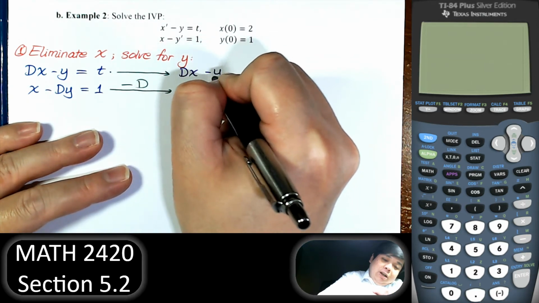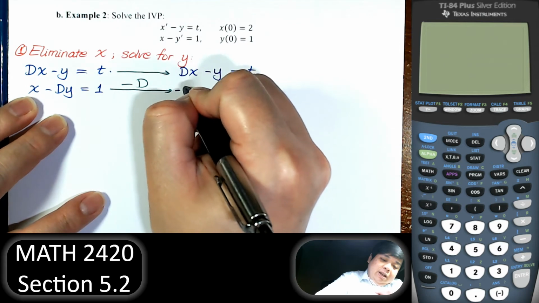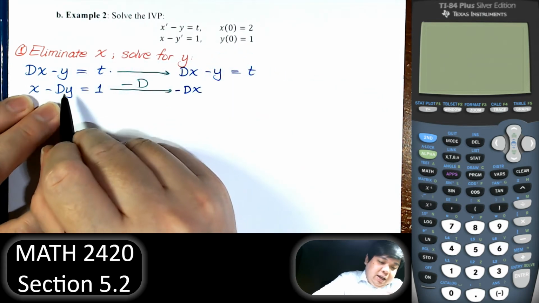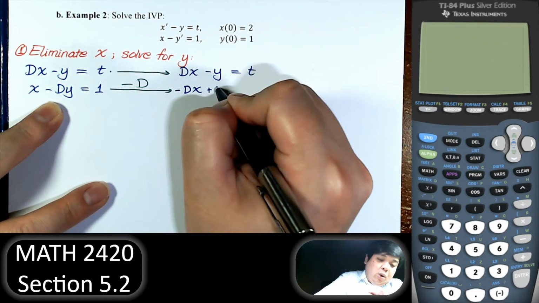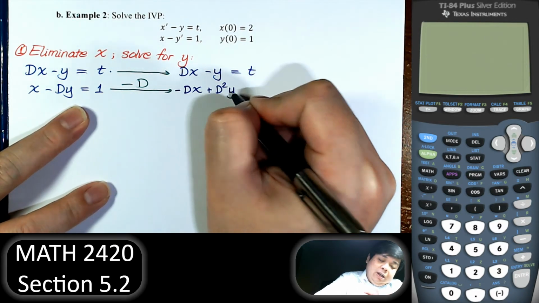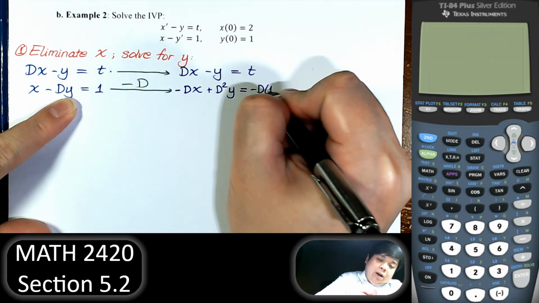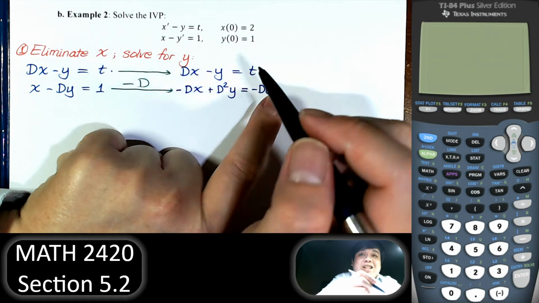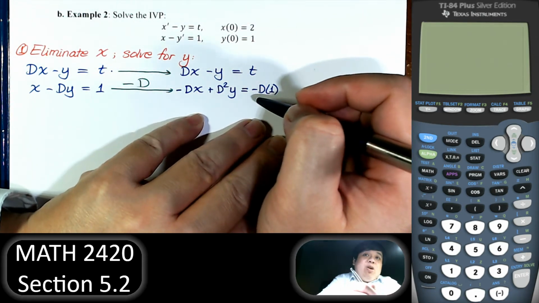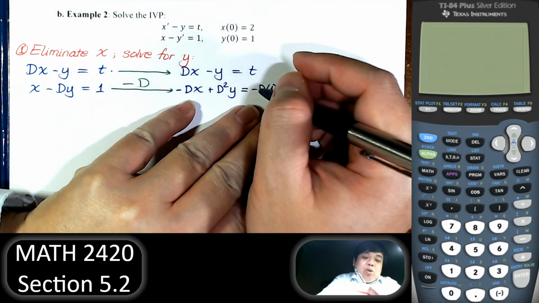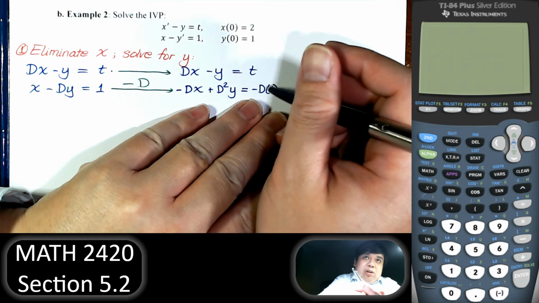Dx minus y equal to t. And then this will have negative d x and negative d times negative d, that plus d square y, and then we have negative d up 1. Notice that it is not d times 1. We cannot just have the operator by itself. It is the operator, so derivative of 1. So this says derivative of 1, which is 0.